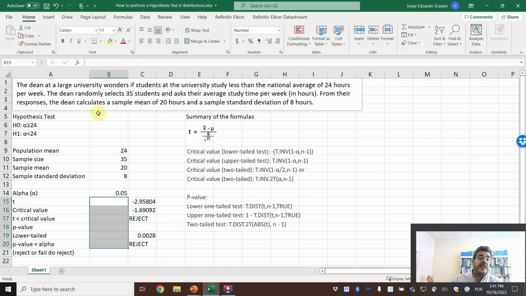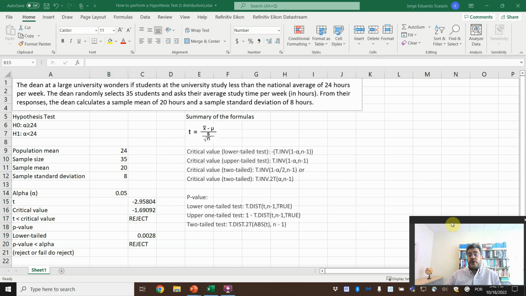So, okay, the dean at a large university wonders if students at the university study less than the national average of 24 hours per week.